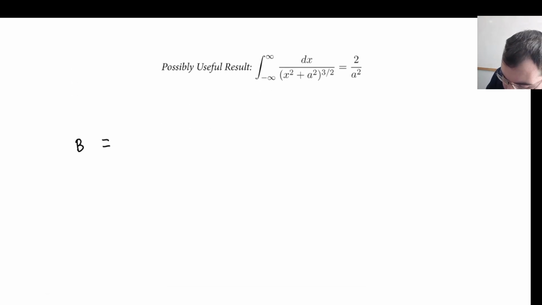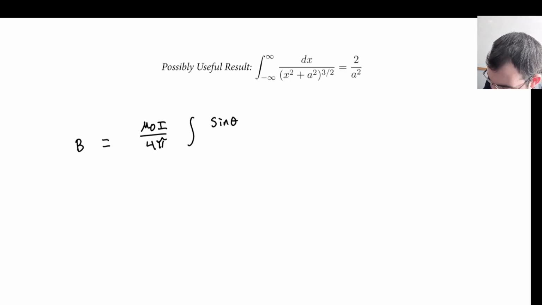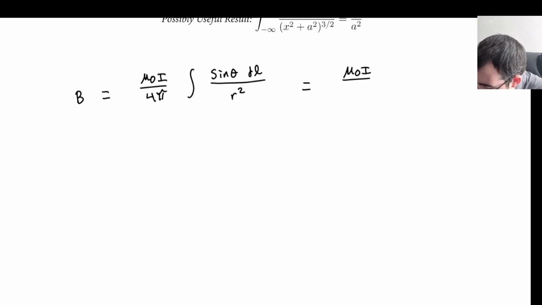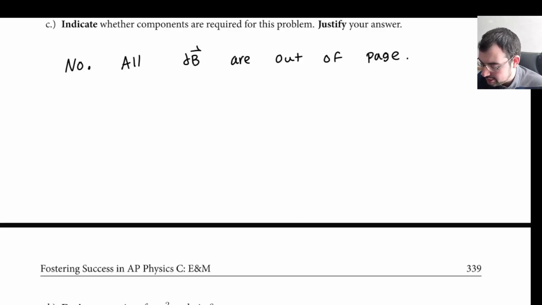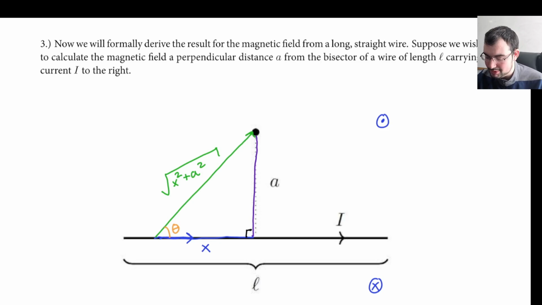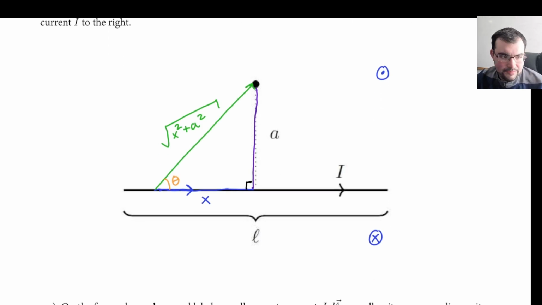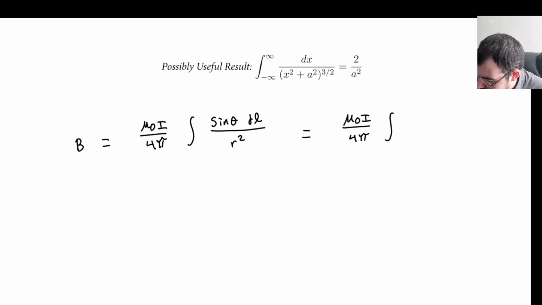So we know that B is equal to mu naught I over 4 pi times the integral of sine theta dl divided by r squared. So what is that? Well, first of all, for our integration limits, x is my integration variable I've chosen, and x can be half the wire length to the left, or it could be half the wire length to the right, because we're at that bisector. So I'm going to range from negative L over 2 to L over 2.